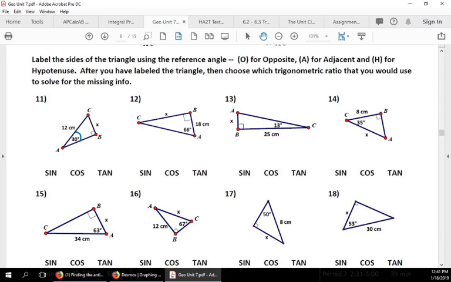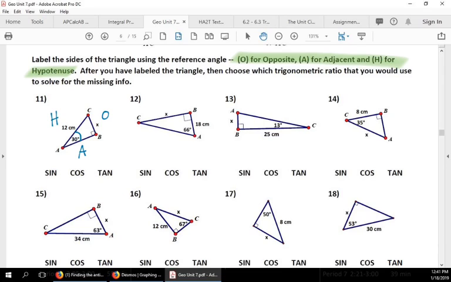And if that's 30, then you know that this is the opposite, this is the adjacent, and this is the hypotenuse. Okay, that's what those directions are saying. O for opposite, A for adjacent, H for hypotenuse. So, what two side values are we working with in this triangle? We're using the opposite and the hypotenuse, right? So, which trig function would we use?